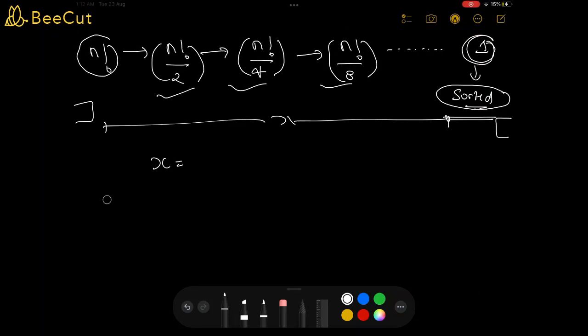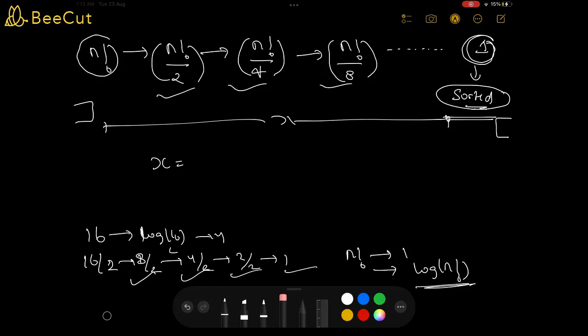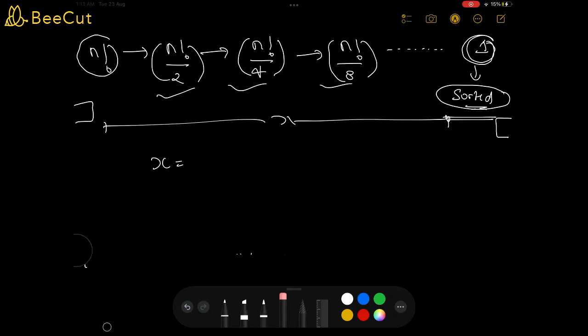Suppose you have 16. To reach from 16 to 1, what will you do? You will divide 16 by 2 and get 8, divided by 2 will get 4, divided by 2 will get 2, divided by 2 will get 1. So you took 1, 2, 3, 4 steps, which was log of 16 base 2. Similarly, to reach from n factorial to 1, you will take log of n factorial steps. To reach from n factorial to 1, the compiler will take log of n factorial steps. So the total number of steps are going to be log of n factorial.